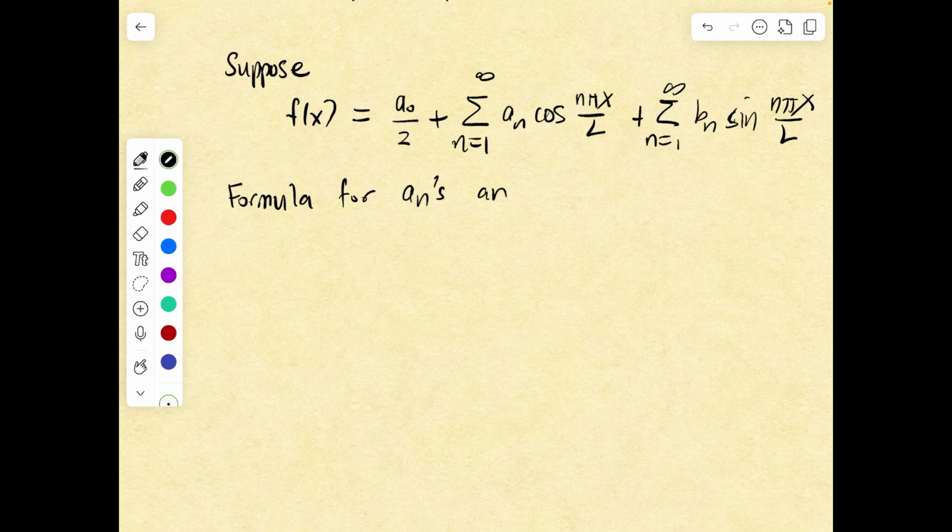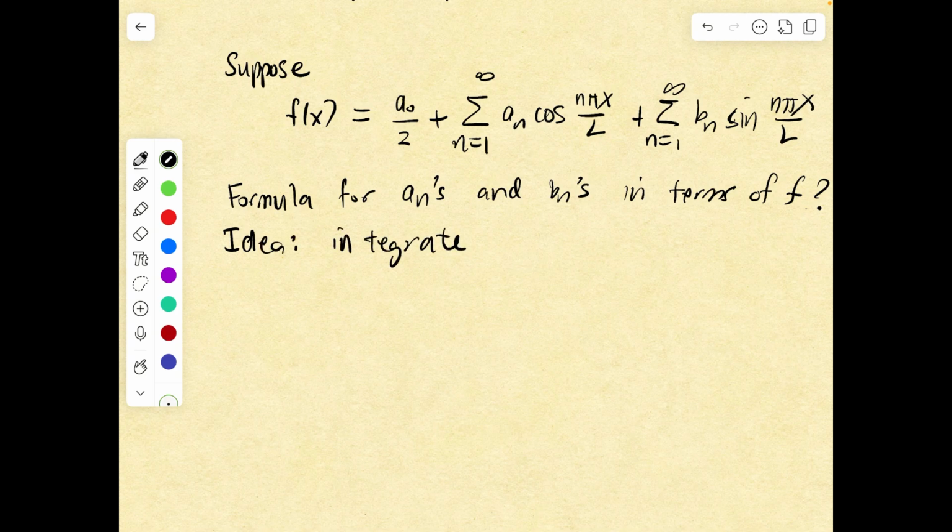So f is a combination of cosine and sine. If you're familiar with linear algebra, this is actually a linear combination. The a n's here go from 1 to infinity, and the b n's here go from 1 to infinity. These are being multiplied by cosine of n pi x over L and sine of n pi x over L.